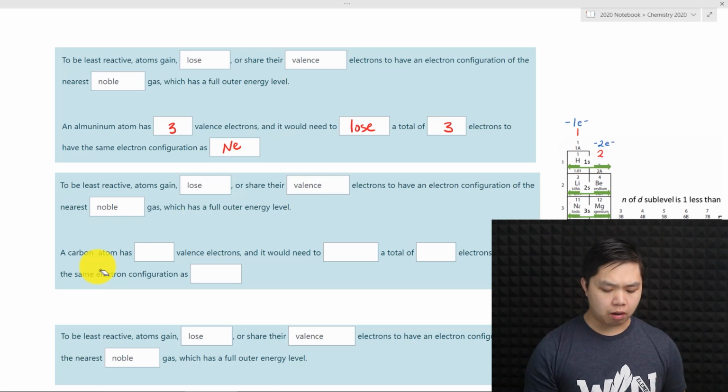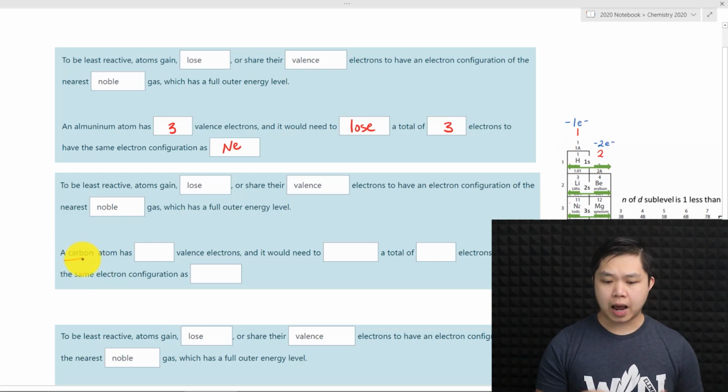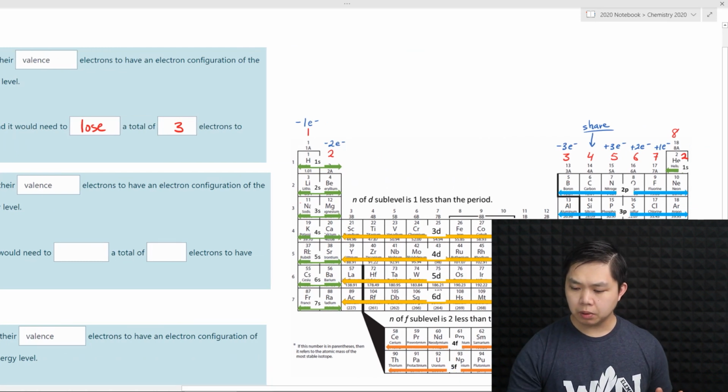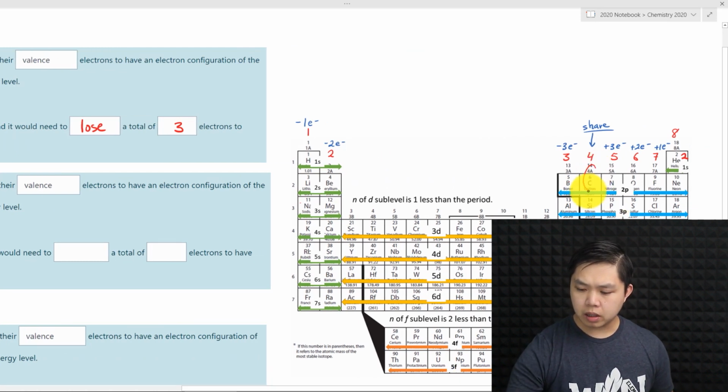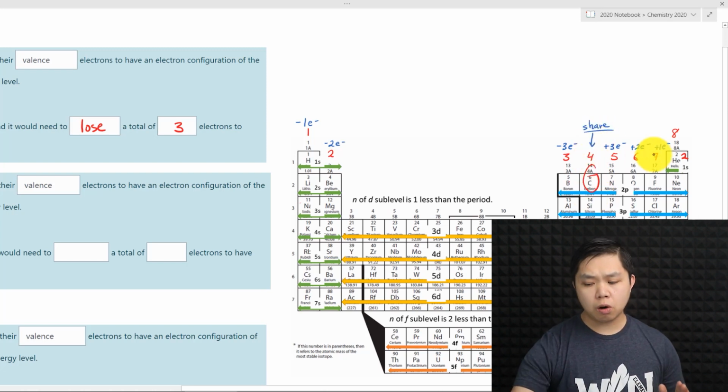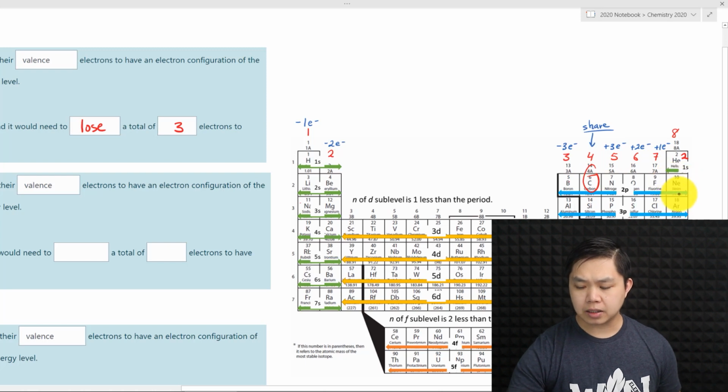Now let's do another problem. In this case, we have a carbon atom. Let's look at carbon on the periodic table. In this case, carbon is right here. It is in group 4A and it has 4 valence electrons. Remember, the group A number represents the number of valence electrons. So right in the middle, carbon is going to share. It's going to share a total of 4 more electrons, so it has the same electron configuration as neon.